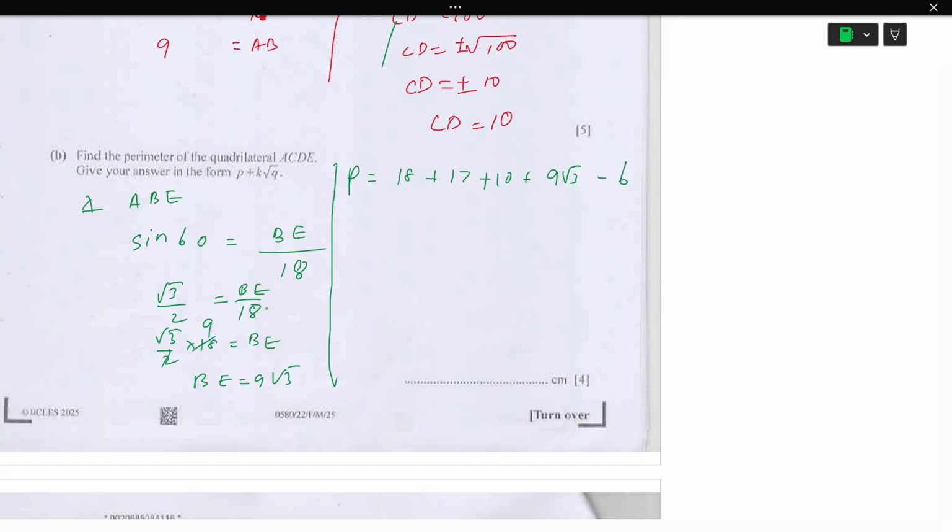Here the answer is 18 plus 17 is 35. Then 10 minus 6 is 4, so 39. 39 plus 9 root 3. So the final answer is 39 plus 9 root 3, which is the same form as what they asked, p plus k root q.